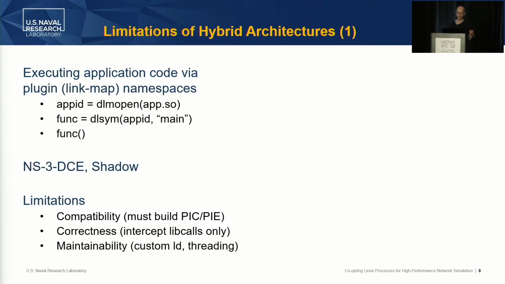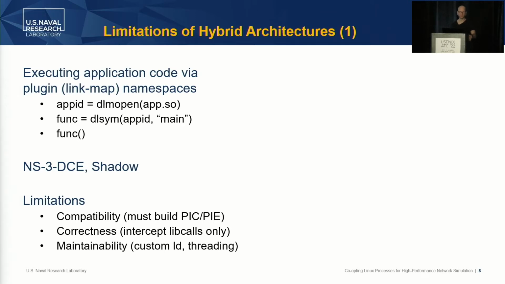One is where the application code is run via plugin namespaces. So you literally just load the plugin, search for the main function inside of the code, and then call the function. This is the approach used by NS3 DCE mode, which is a research project that exists out there, and in Shadow version 1. The limitations of this approach are compatibility.